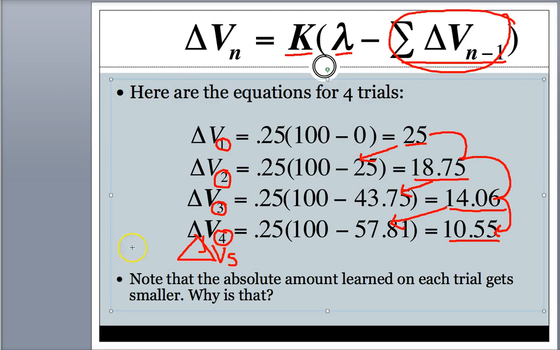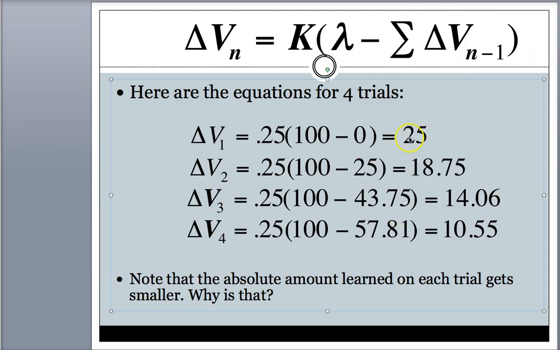Okay, so one of the things that you'll notice is that the absolute amount of change that happens on each trial gets smaller and smaller. And I want to say, why is that? Well, it's because of the diminishing value of what's left to learn. Remember that it is this entire kernel here that is referred to as what's left to learn. You're learning a percent of what's left.